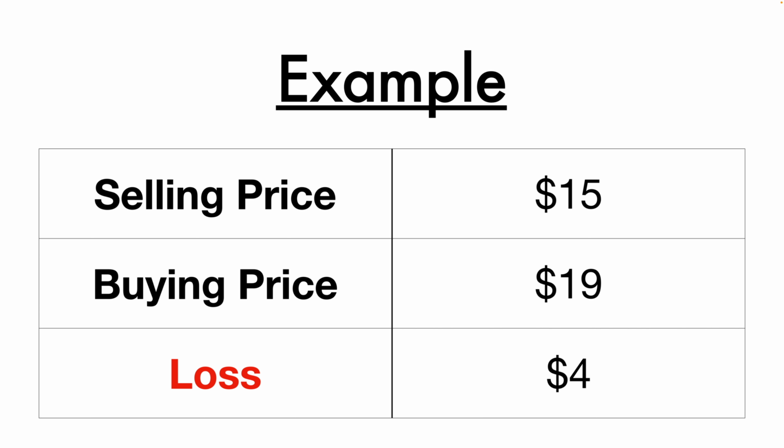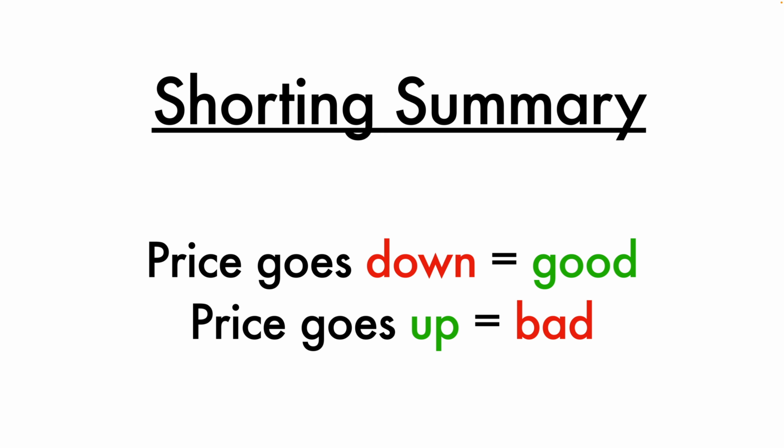Here's another example. You shorted one XYZ coin at $15. This means you borrowed one XYZ coin from the exchange and sold it for $15. The price of XYZ coin later goes to $19 a coin. You buy the one XYZ coin back at $19. You then return the one XYZ coin. This means that you bought the one XYZ coin for $19 and sold it for $15, essentially realizing a $4 loss. Because you had to use your own money to buy it back at a higher price, that's why you lost money. In a nutshell, when you're shorting, you profit only when the price goes down and you lose money when the price goes up.